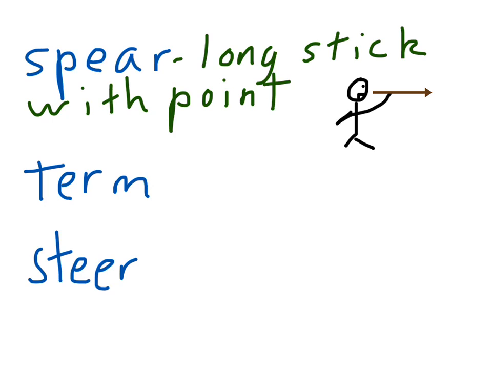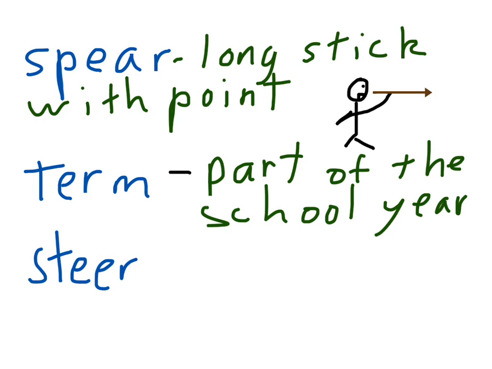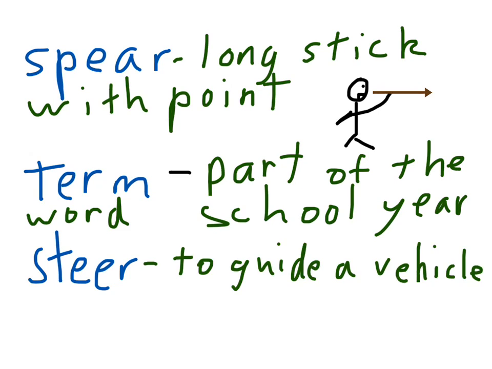Okay, a term has a couple meanings. A term could be part of the school year. So the school year is broken into parts, and each one is a term. Term could also mean a word. So like scientific terms would be scientific words or vocabulary. And finally, steer also has 2 meanings. It could mean to guide a vehicle, or it could also mean a male cow is called a steer. So 2 meanings again for steer.